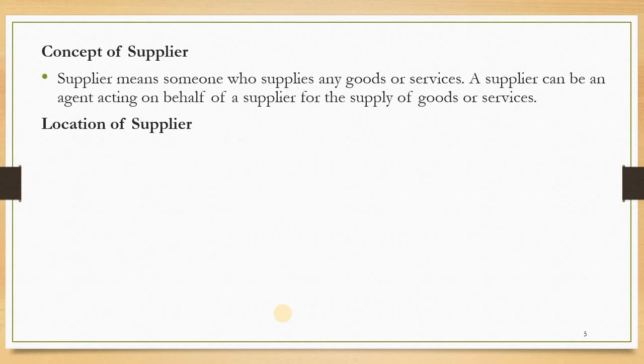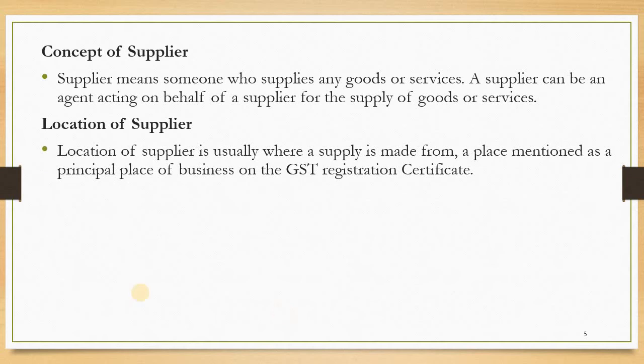Then, location of the supplier. It is very important to find out where the supplier is located, where his place is. There may be some problems or confusions in deciding the location of the supplier. For that, GST has given a solution. It says that the location of the supplier is usually the place from where a supply is made. So from wherever you make a supply is the location of the supplier. But it is as mentioned in the principal place of business on the GST registration certificate.